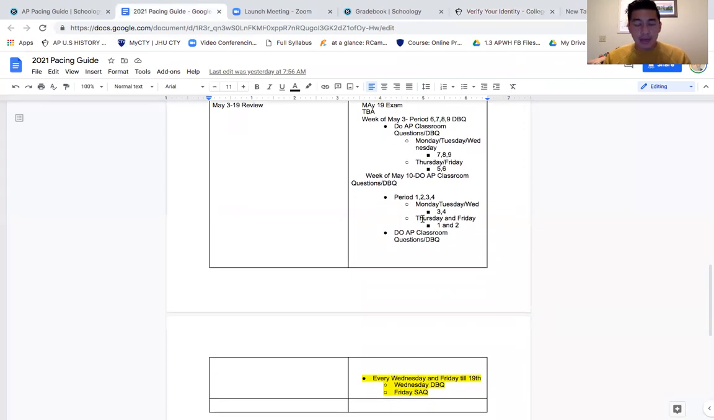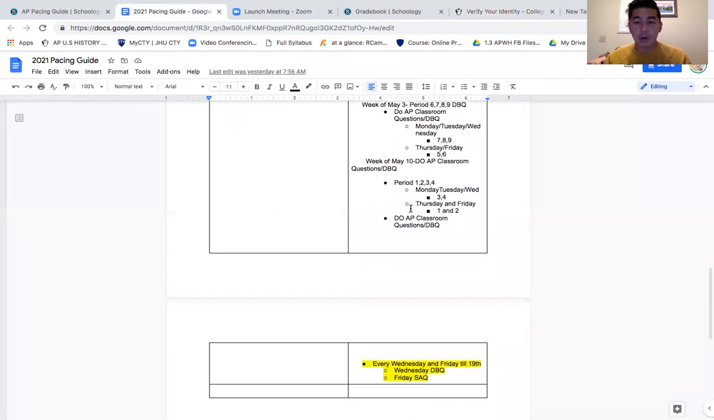Then next week, the week of the 10th, we're going to work a little bit more on the short answer question, as well as the DBQ again, periods 1, 2, 3, 4, right? I would do periods 3 to 4 on Monday, Tuesday, Wednesday, Thursday, Friday, do periods 1 to 2, right? So getting as much practice.